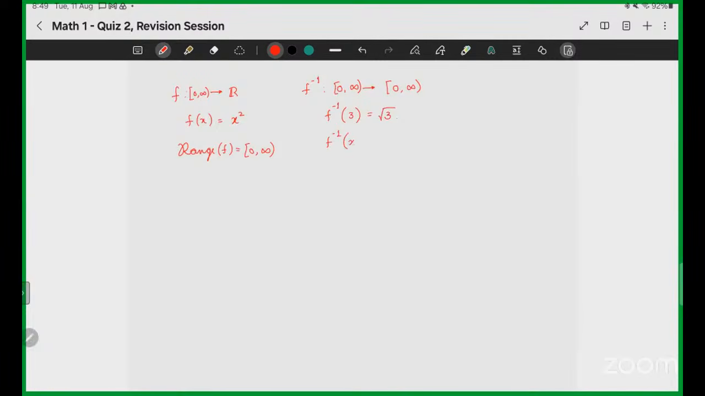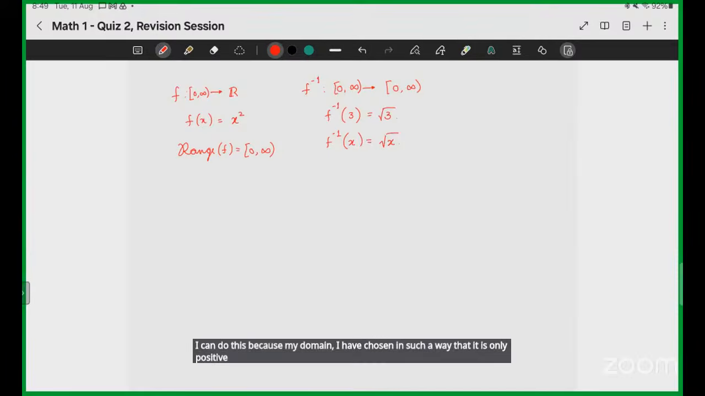Now you know what to say: root x, the square root of x. I can do this because I have chosen my domain in such a way that it is only non-negative real numbers. So the square root of x makes sense. It is also a positive number. All of this is well defined and we are good to go.